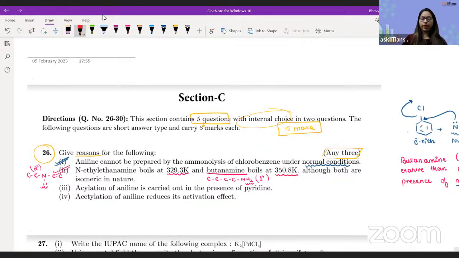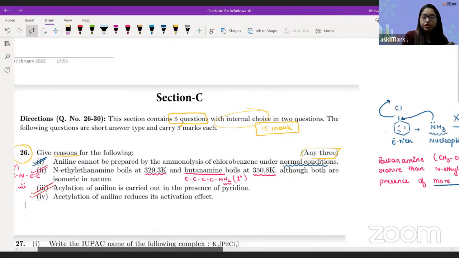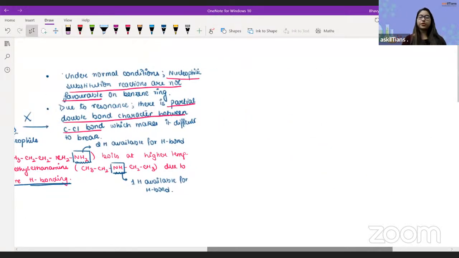Then we'll move to another thing, that is acylation of aniline is carried out in the presence of pyridine. Acylation of aniline is carried out in the presence of pyridine. I'm sure you have seen this. Okay. Now, acylation reaction means, if you talk about aniline, aniline is C6H5NH2. Now, why are you giving the answer to this part of the question?